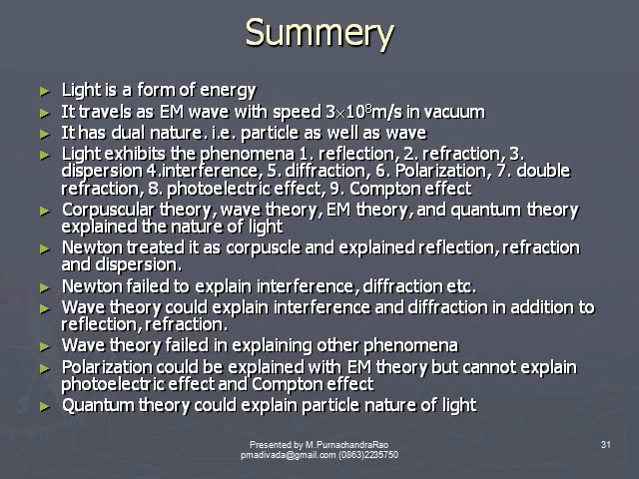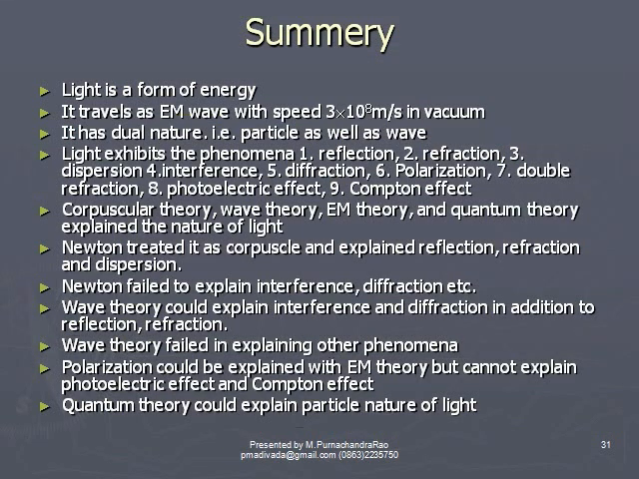Now let us summarize what we have studied so far. Light is a form of energy. It travels in the form of electromagnetic wave with a speed 3 into 10 to the power of 8 meters per second in vacuum. In other medium, its speed will be less. It is considered both as particle as well as a wave, so it is called dual nature. It exhibits several phenomena: reflection, refraction, dispersion, interference, diffraction, polarization, double refraction, photoelectric effect, Compton effect, etc.